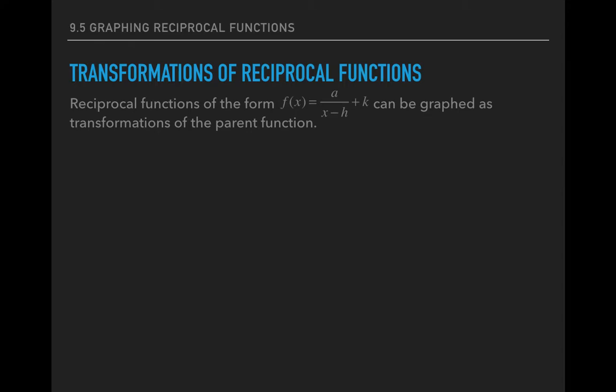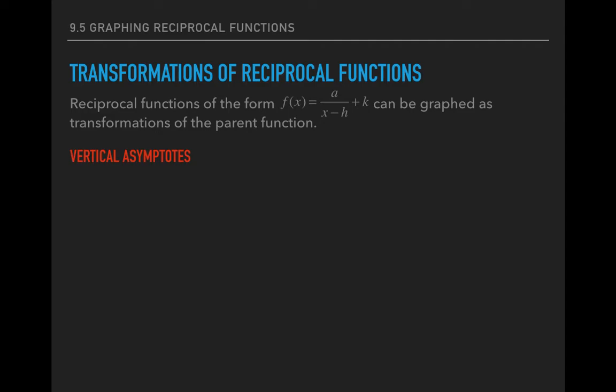There are more graphs. There are what you could call children of this reciprocal function. They're going to look a lot like the parent, but they're going to be a little bit different, and those differences are called transformations. And the reciprocal functions can be of this form where it's a over x minus h plus k. And we're going to see what a, h, and k do to change our graph.